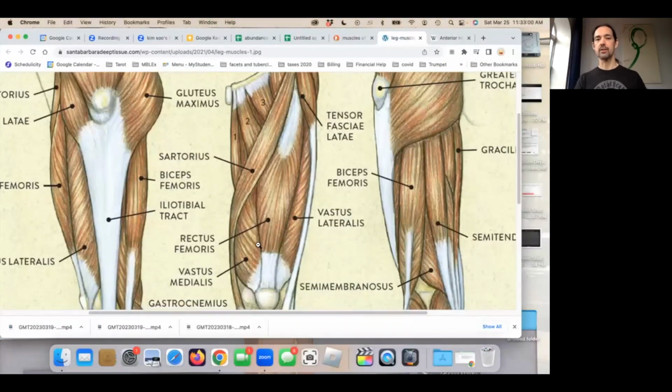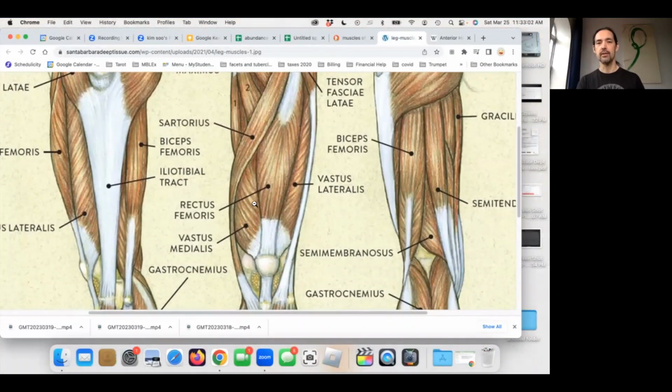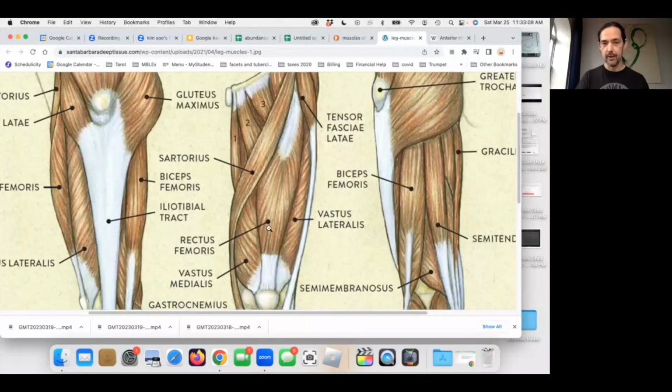Let's look at the quads. In the quadriceps, the one that we usually miss is the one that's under the rectus femoris. So here's the rectus femoris, and underneath it is the vastus intermedius. On the outside, next to the IT band, is the vastus lateralis, and on the inside, next to the sartorius muscle, is the vastus medialis.